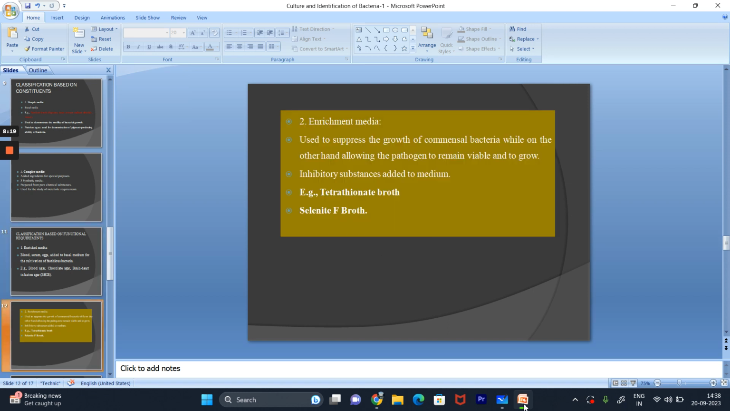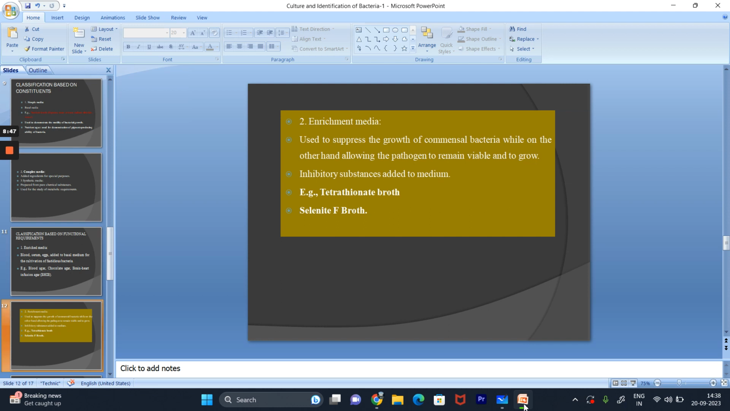Second one is the enrichment media. These media are used to suppress the commensal bacteria while allowing the pathogen to remain viable and to grow. And some inhibitory substances are also added to the medium. Some of the examples of the enrichment medium are tetrathionate broth and selenite F broth. I repeat, tetrathionate broth and selenite broth.